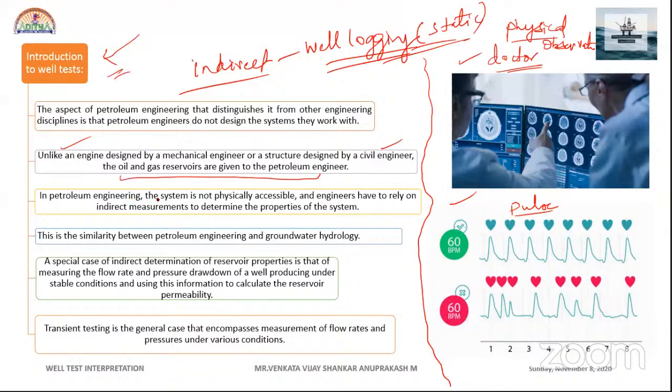The next point is that, as I told, the system is not physically accessible. Unlike the other branches of engineering where you can completely rely on physical access, here it is not physically accessible. That is why we need indirect measurements to determine the properties of the system. What type of properties, we'll go ahead in the presentation and discuss.